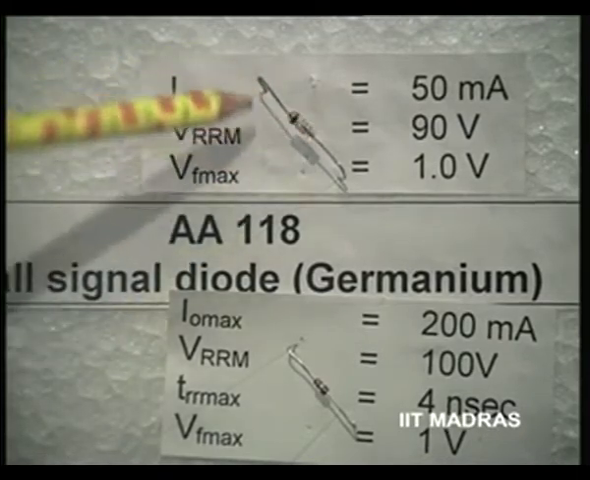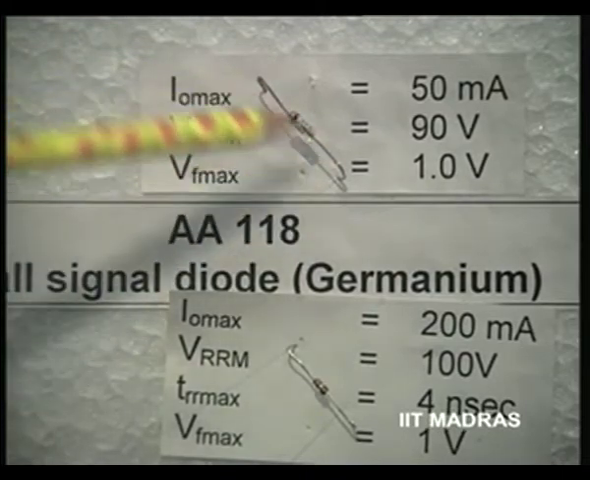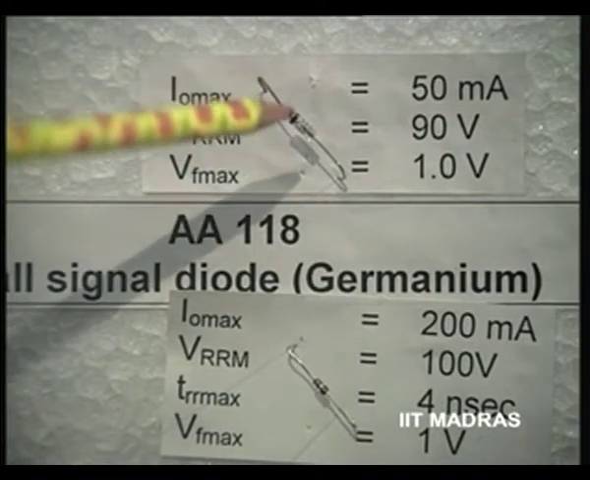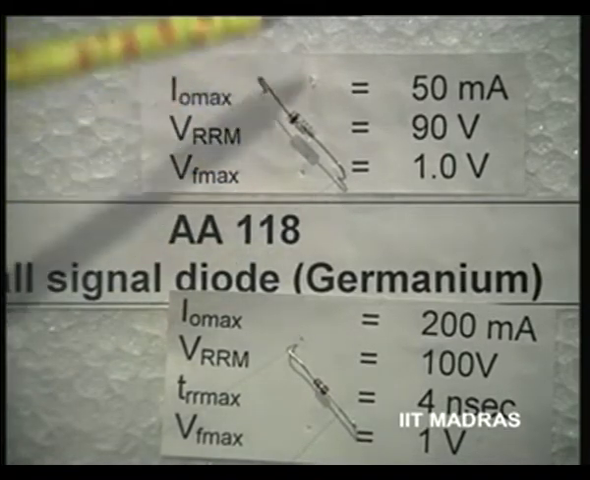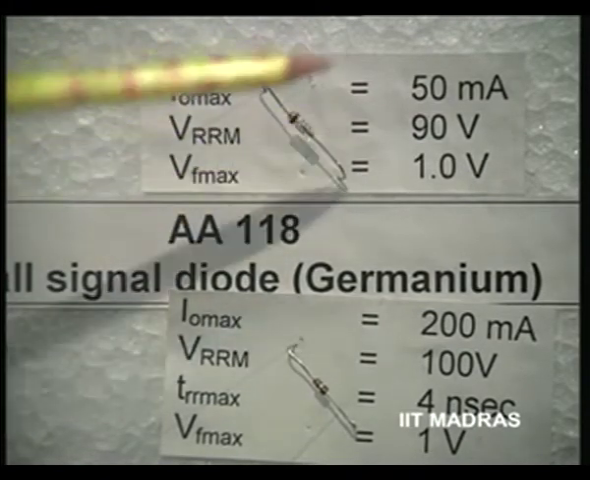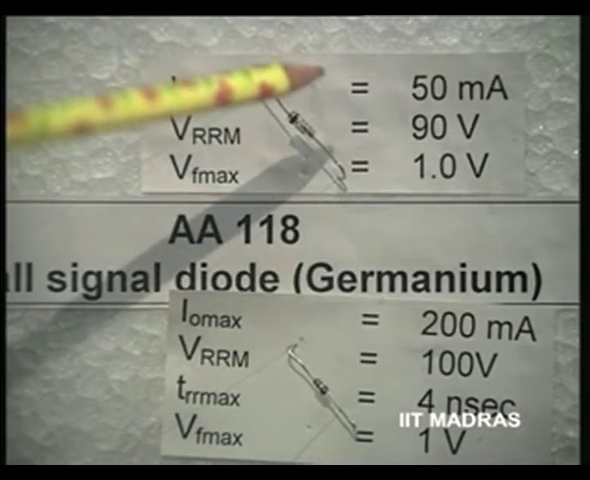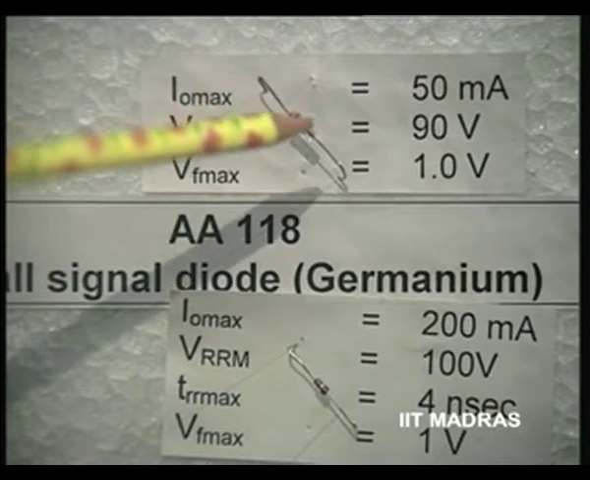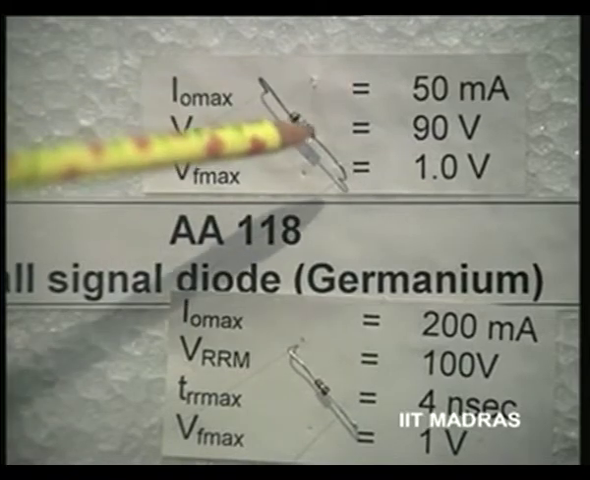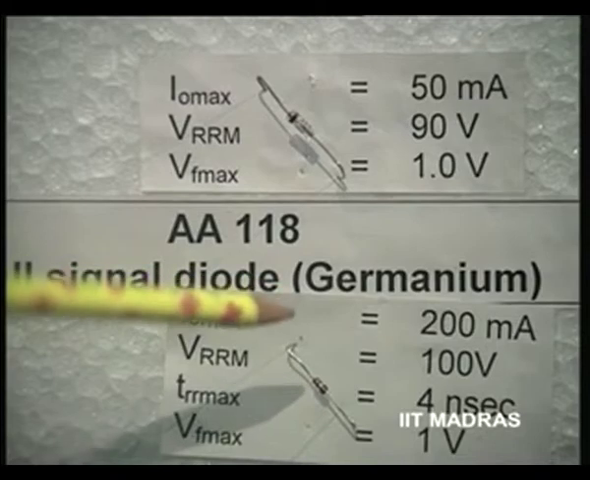This is a small signal germanium diode. You can see its very small size, and its specifications are that it can tolerate a forward current of the order of 50 milliamperes, which is quite small, and a peak inverse voltage rating of about 90 volts. The forward drop is considerable. Apart from the junction drop, there is also a considerable series resistance drop here, about 1 volt.